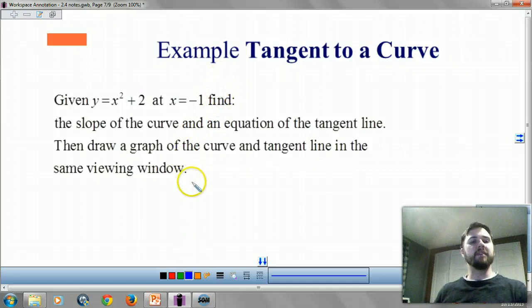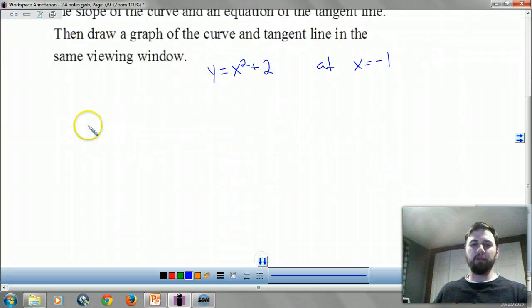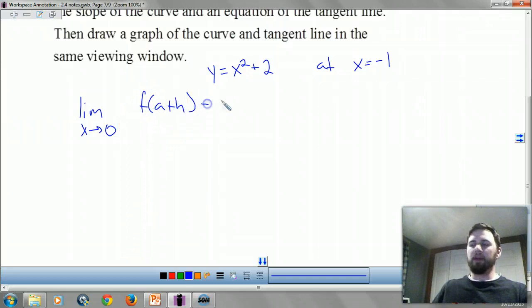So my equation is x squared plus 2, right? And we're going to be at x equals -1. Okay? So we're using this equation: the limit as h approaches 0 of f of a plus h minus f of a, all over h, right?